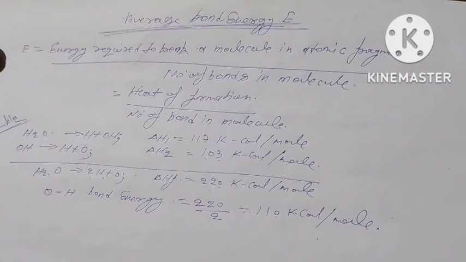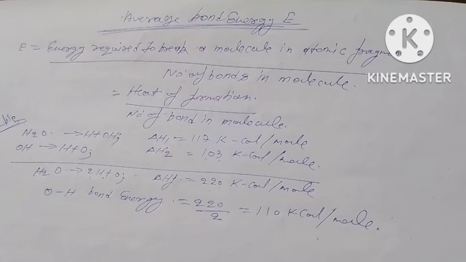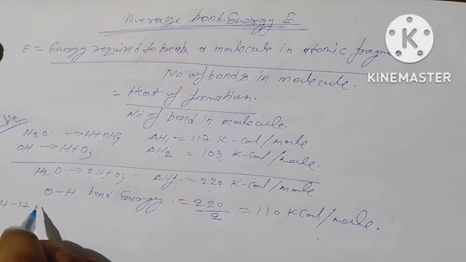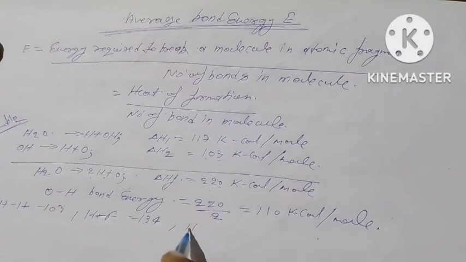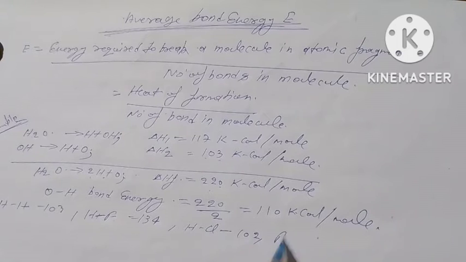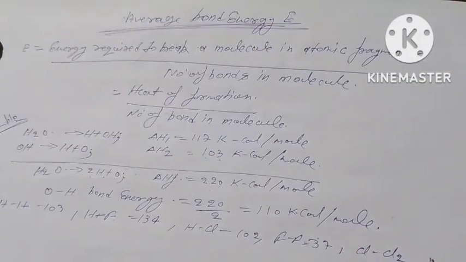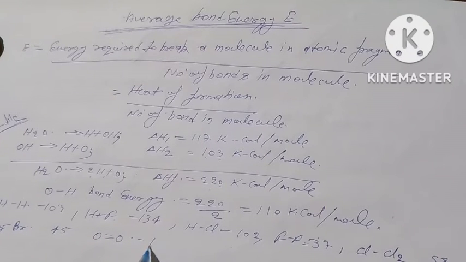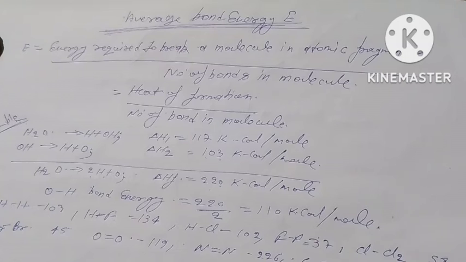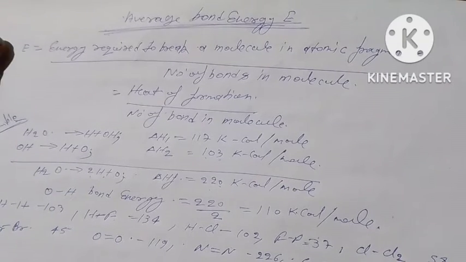Bond energy for single and multiple bonds: hydrogen bond 103, hydrogen fluorine bond 134, hydrogen chlorine bond 102, fluorine bond 37, chlorine bond 58, bromine bond 45, oxygen bond 190, nitrogen bond 226, and carbon bond 83 kilocalorie per mole.